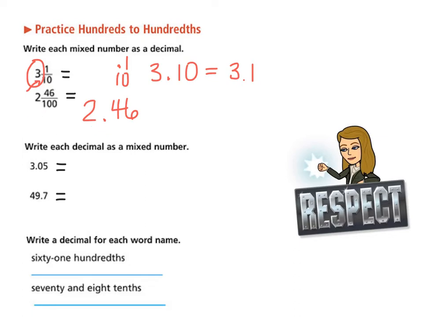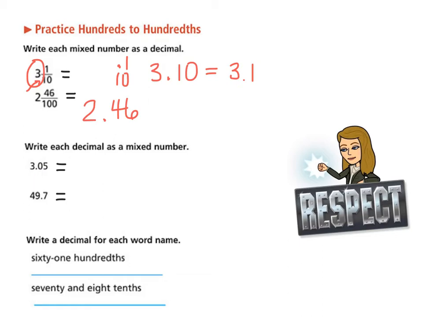Beautiful. Now we're going to do it a little bit different. We are going to write each decimal as a mixed number. So now we'll go the opposite direction. So you would read this as $3.05 if you were talking about money.